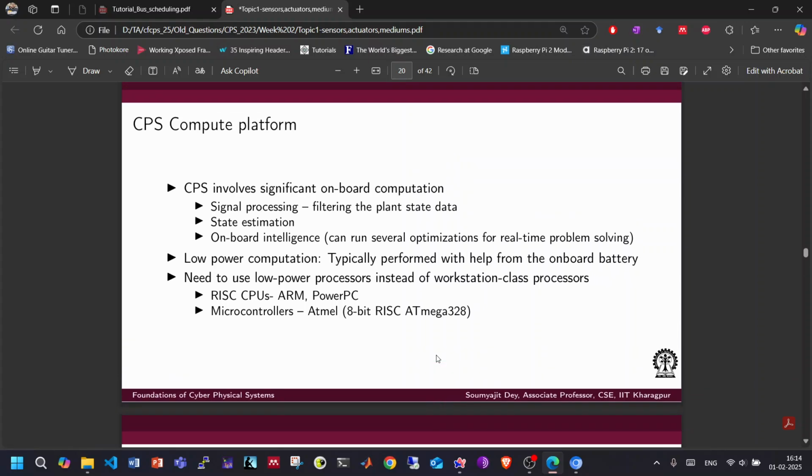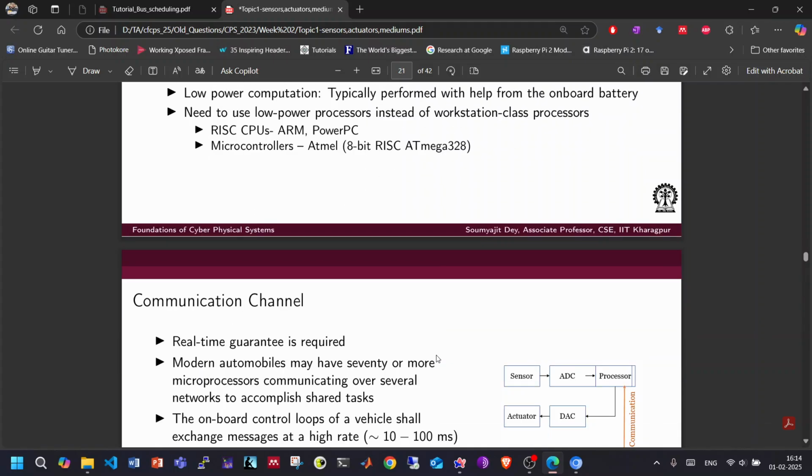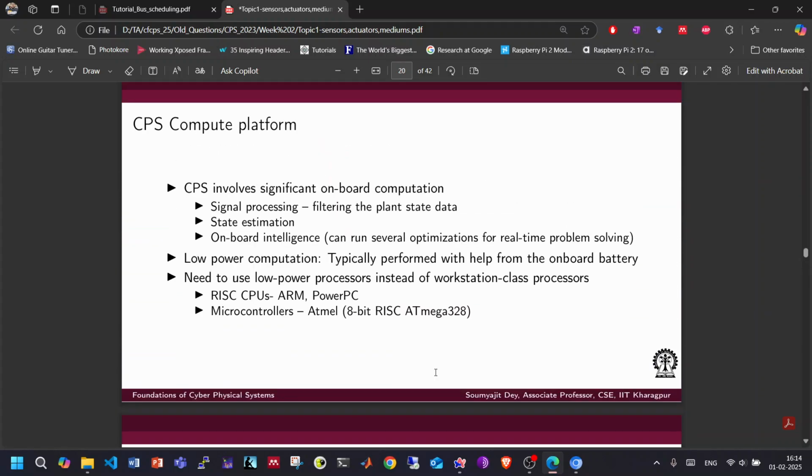So the CPS compute platform is basically an onboard computation board that computes whatever sensor data you are getting, and based on the sensor data you compute what your control command should be. Now in vehicles there are different microcontroller boards used for this. They have a very constrained amount of memory, very constrained computation bandwidth, and very constrained communication protocols supported by them as well.